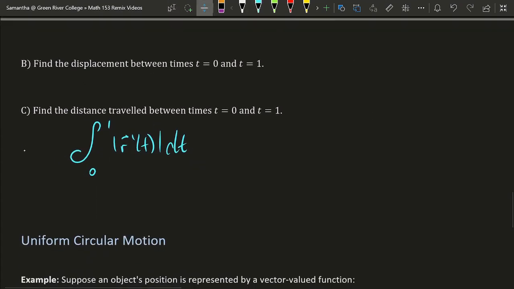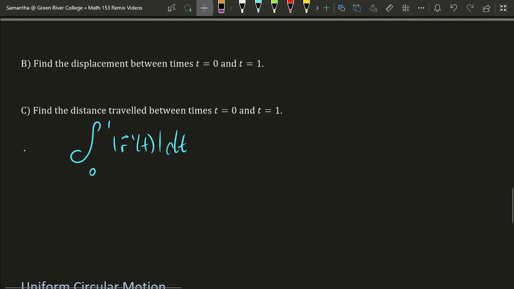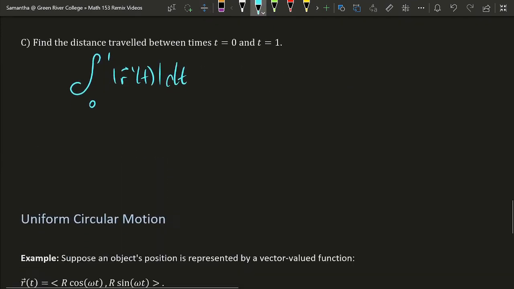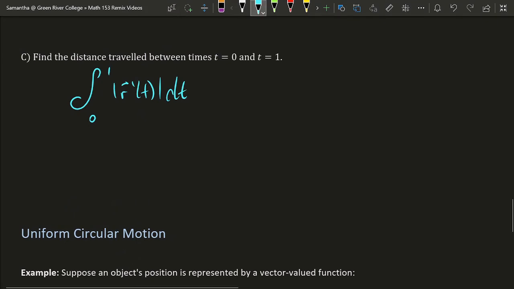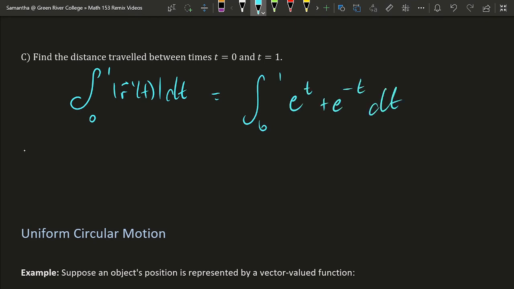Now that we have that, I don't see any reason why we shouldn't just do part C now. The distance traveled is equal to the integral of the object's speed, and we just found that the speed was e to the t plus e to the minus t. So let's integrate that from 0 to 1.